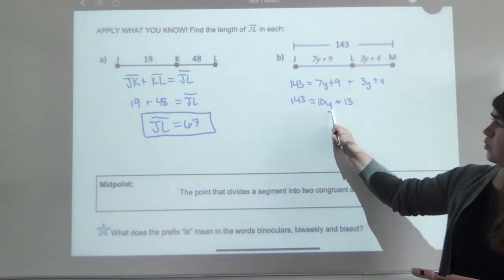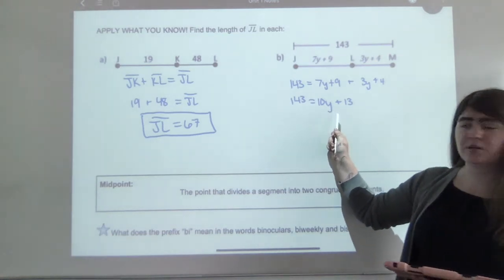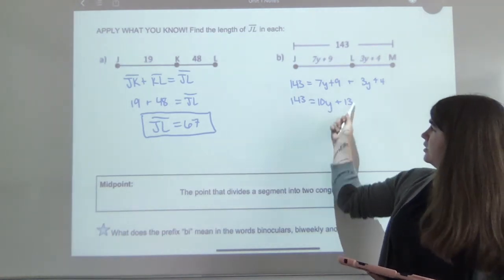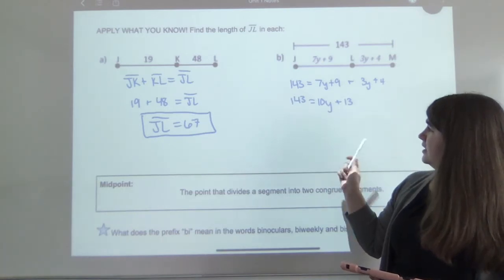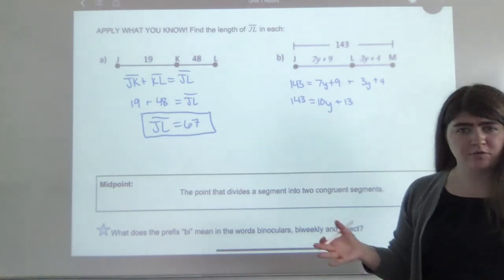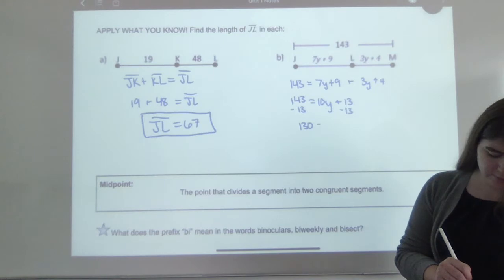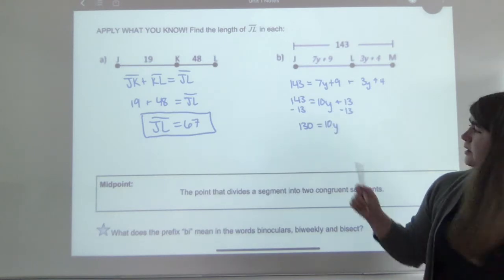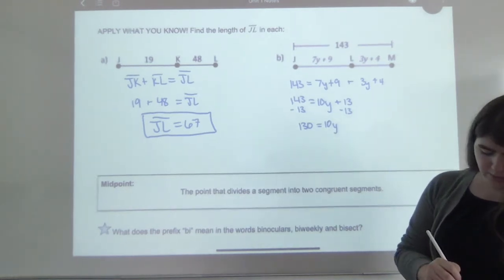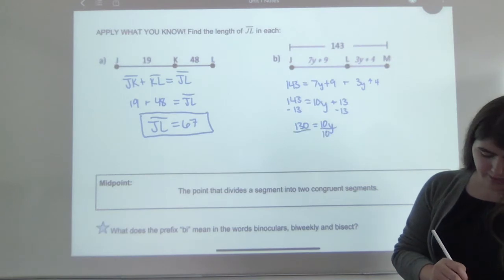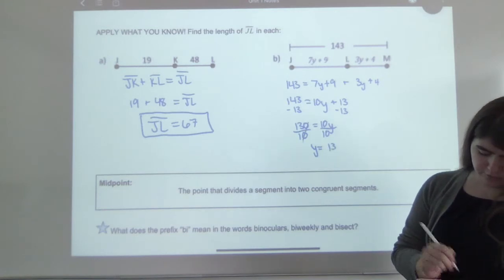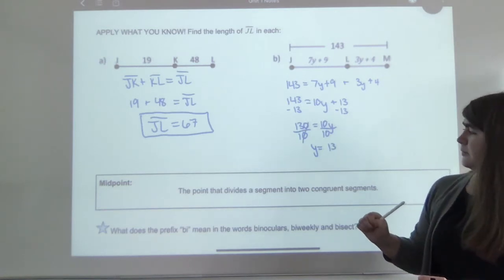I want to get my y by itself. The first thing I'm going to do is get rid of this number that doesn't have a variable with it, because those are easiest to move. So I'm going to subtract 13 from both sides. That leaves me with 130 is equal to 10y. I'm going to divide the 10 out to get y by itself, and I divide that on both sides. So that leaves me with y is equal to 13, because our zeros just cancel out there.